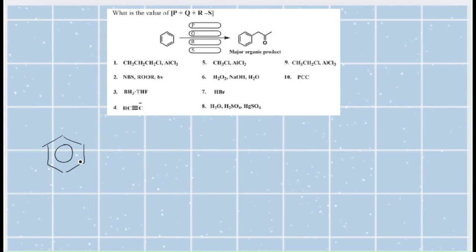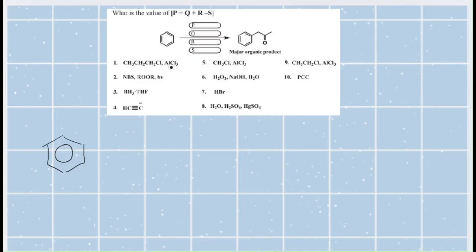Now we have a benzene molecule, right? We have to introduce 3 carbons here. How to introduce a carbon on the benzene ring? Just think. Yeah, so it's usually from the Friedel-Crafts alkylation or acylation. Where do we have a Friedel-Crafts alkylation or acylation reactant? See here, 1, 5, 9, right?